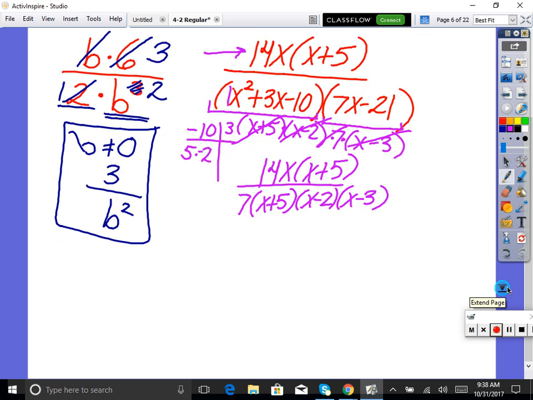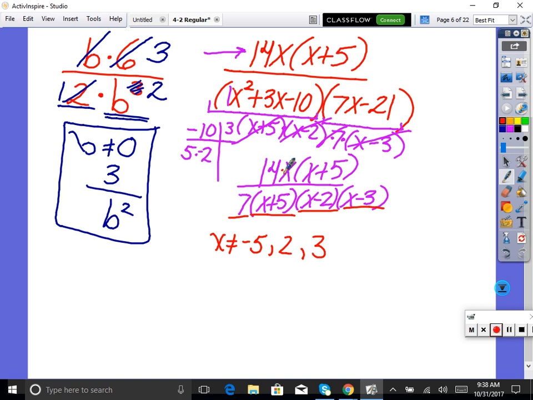Let's restrict. X cannot be 0. Well, negative 7? No. Think about it. Is 7 ever going to be 0? No. So there's no restriction right here. Does that make sense? There's no potential for 7 to become 0 because there's not a variable there. X cannot be what here? What about here? And here? Okay, perfect. Now we can divide out exact factors.